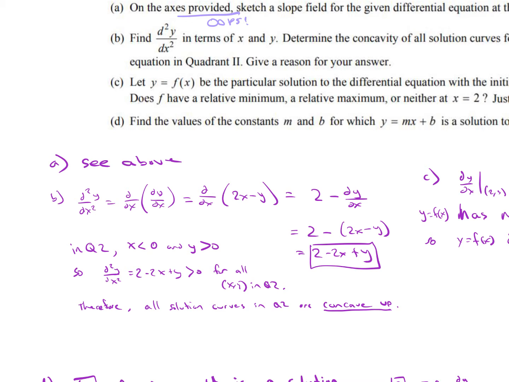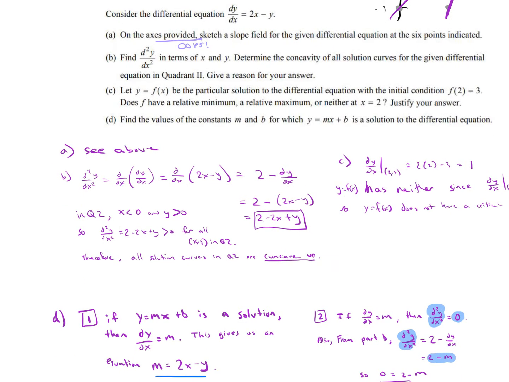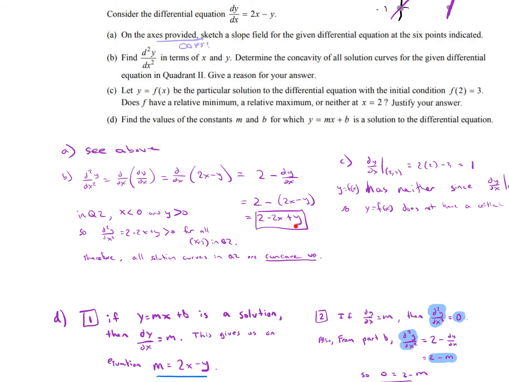Now, determine the concavity of all the solutions in quadrant 2. So in quadrant 2 means I have x is negative and y is positive. And if I plug negative values for x and positive values for y, this will always be positive. So if my second derivative is positive, then that means it's concave up in quadrant 2.